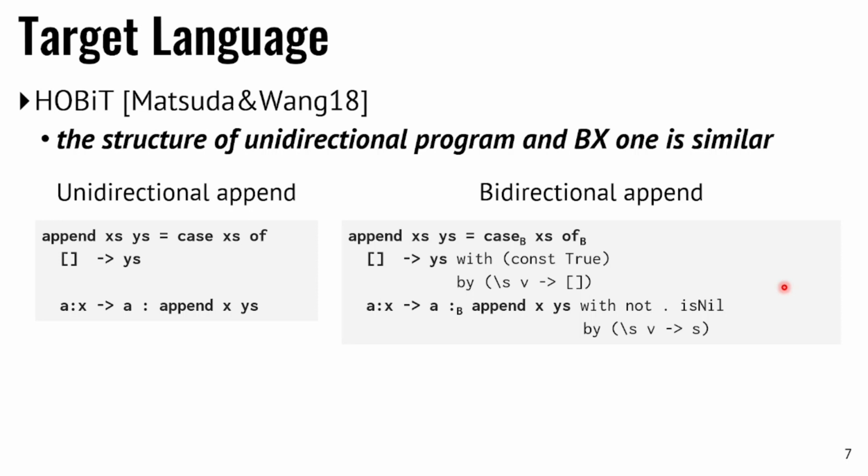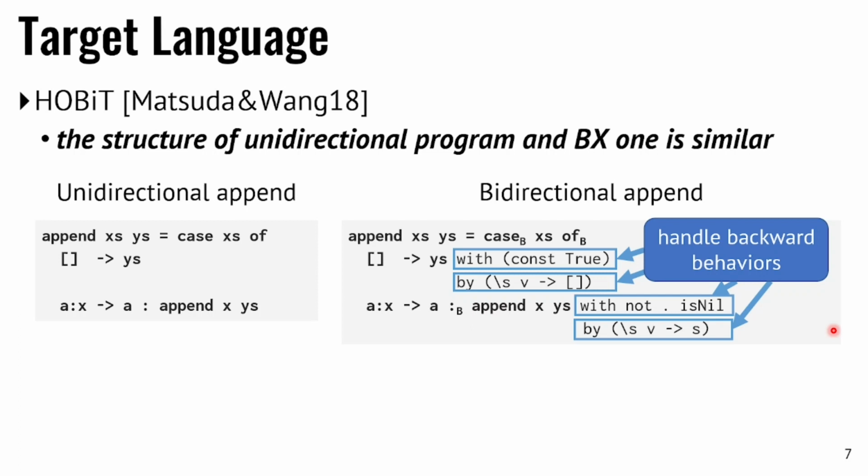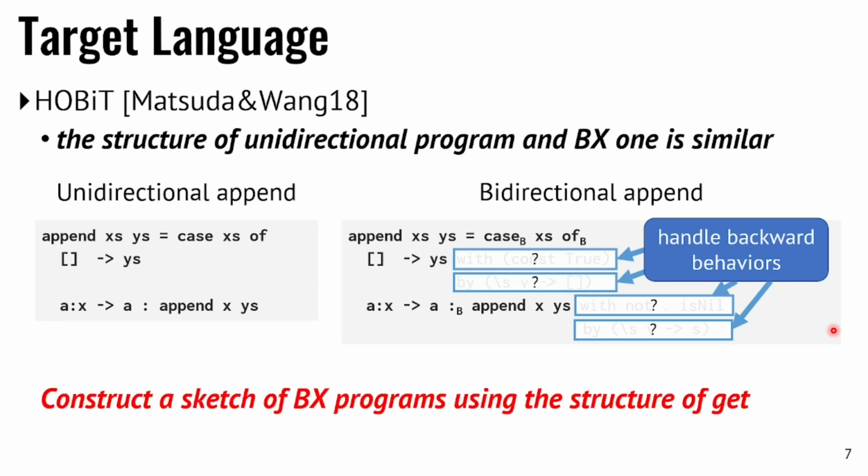It looks a little bit complex. The parts that are inside the blue box have a role in handling backward behaviors. And if we hide them, you can notice that the main structure of bidirectional append and unidirectional append is completely the same. And thanks to the feature, the structure of a unidirectional program and its BX program is similar. We can construct a sketch of BX programs using the structure of get.